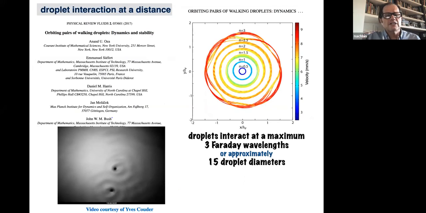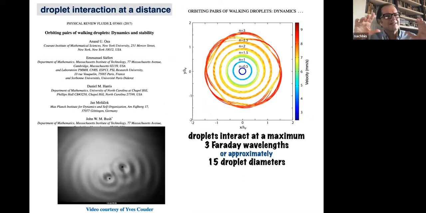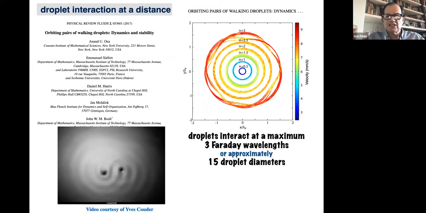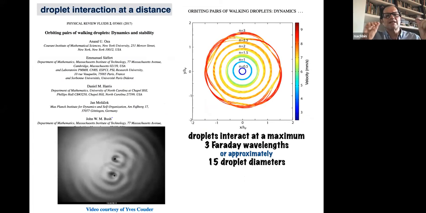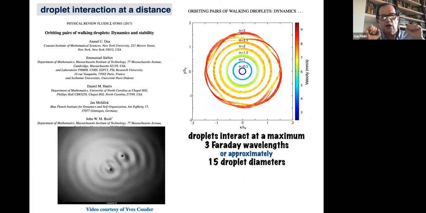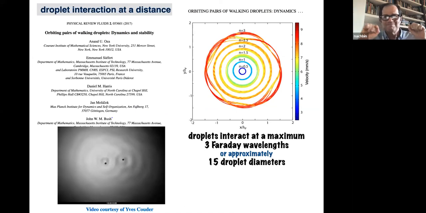Couder has this beautiful video here where he shows that two droplets, if they get close together, can interact and, for example, form an orbit. And in this paper, they show that because of the wave field that decays because of viscosity and so on, if the droplets are three Faraday waves apart, this is what you see in this colored graph here on the top, they don't really see each other.